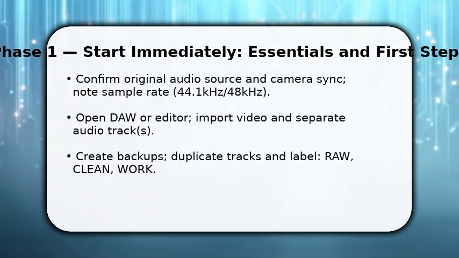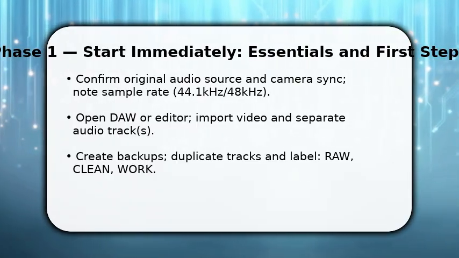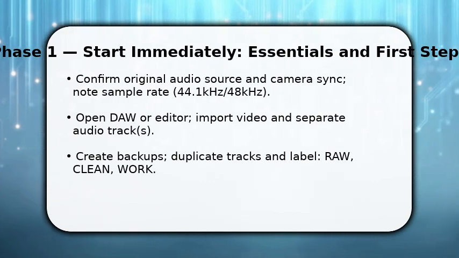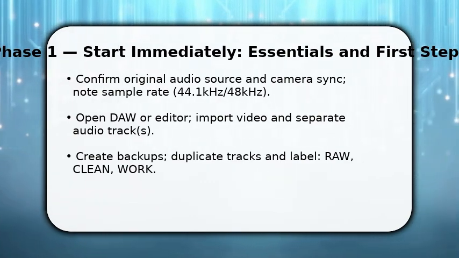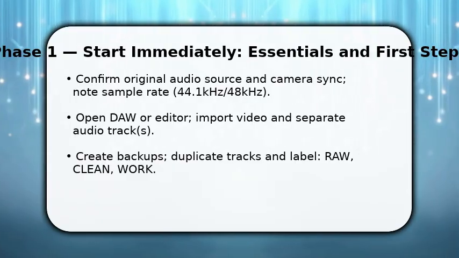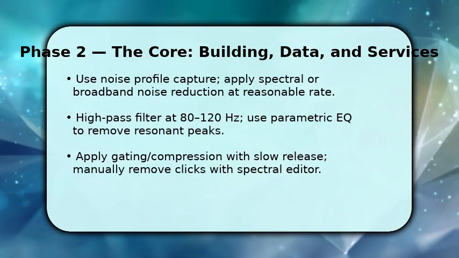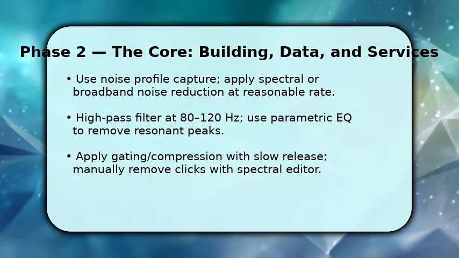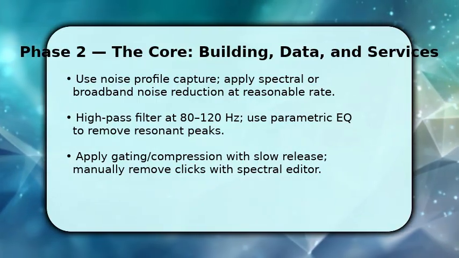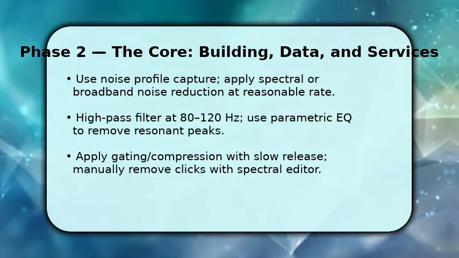Next, listen through to mark problem areas, set regions, and note consistent background noise versus intermittent sounds you'll treat differently. You capture a noise profile from a silent section and apply spectral reduction. Start conservatively to avoid artifacts, then increase reduction as needed.